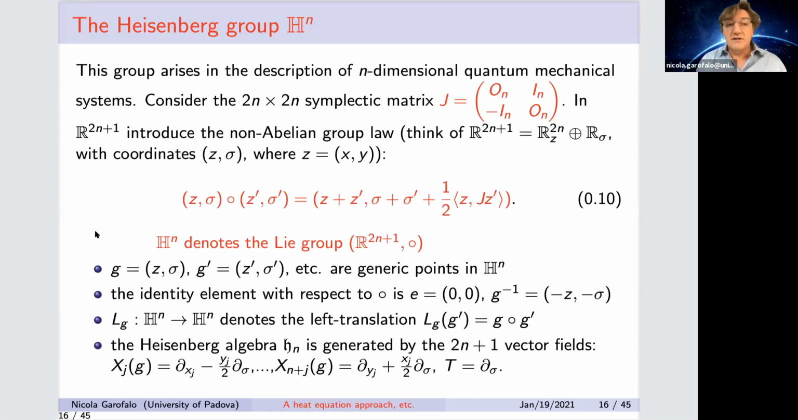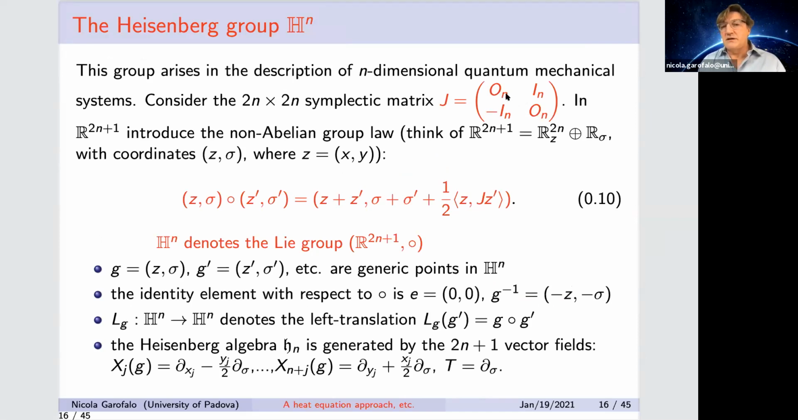Just think of the Heisenberg group as R^(2n+1). This group can also be described as a group of upper triangular matrices. In fact, in Weyl's original quantum mechanics formulation, the Heisenberg group was described as such. But anyhow, let's consider the symplectic matrix J.